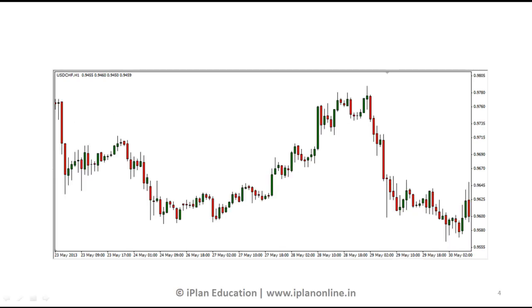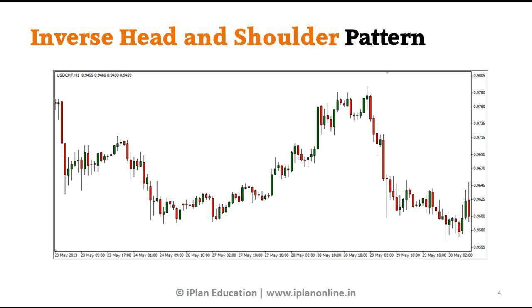Now, there are inverse head and shoulders patterns also. Usually it is hard to find an inverse head and shoulders pattern. However, with a little practice, you can find the inverse head and shoulders pattern also.